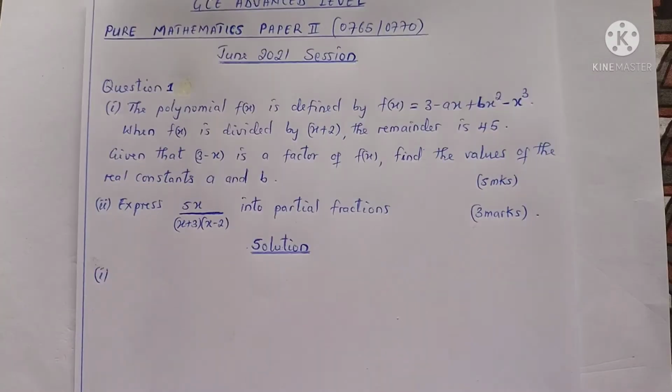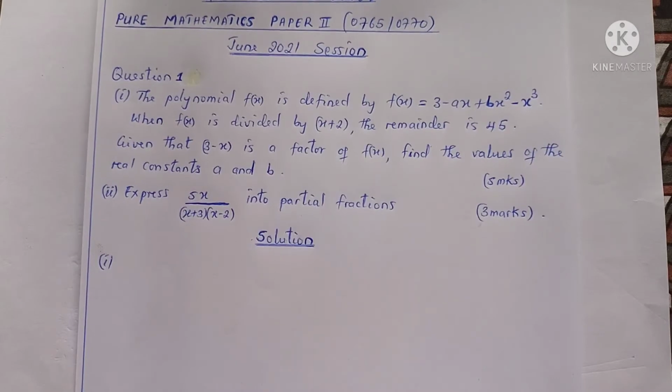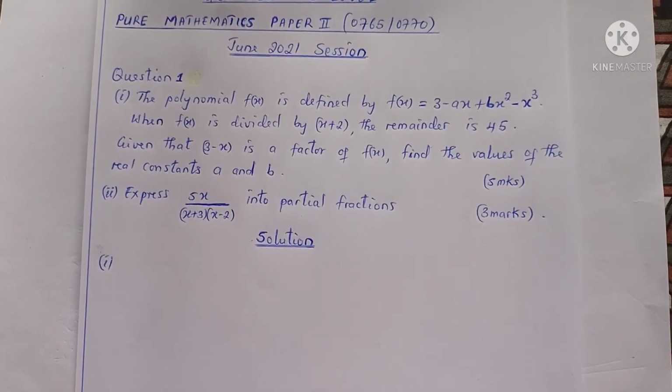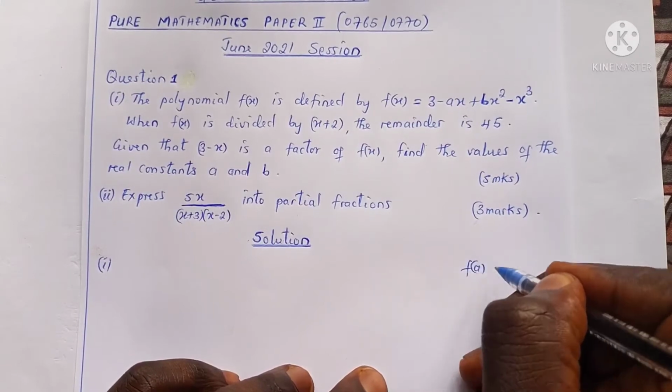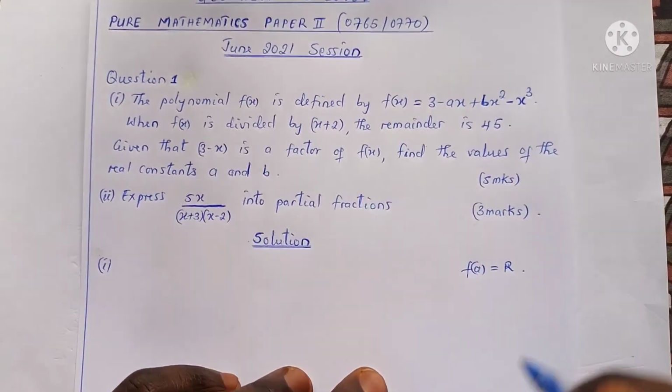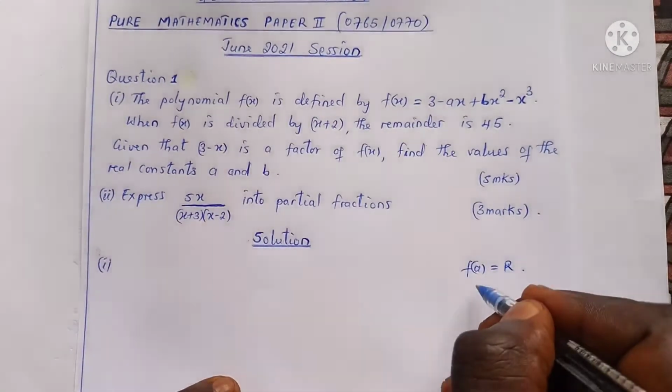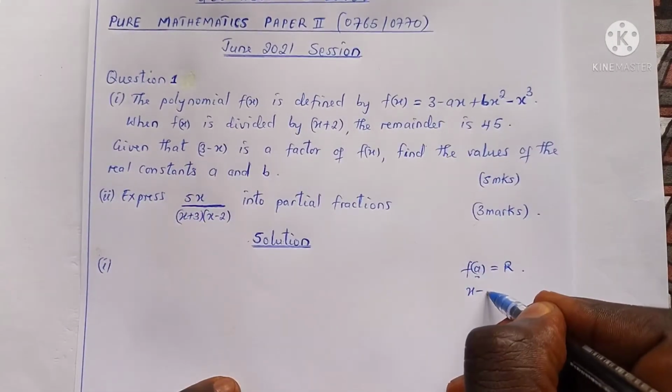So the first part of the question needs the application of the remainder theorem, while the second part needs the application of the factor theorem. And we know those two theorems are closely related. The remainder theorem states that if f of x leaves a remainder r when divided by x minus a, then f of a will just be equal to r. And to obtain this a, we need to solve the equation x minus a equal to 0.